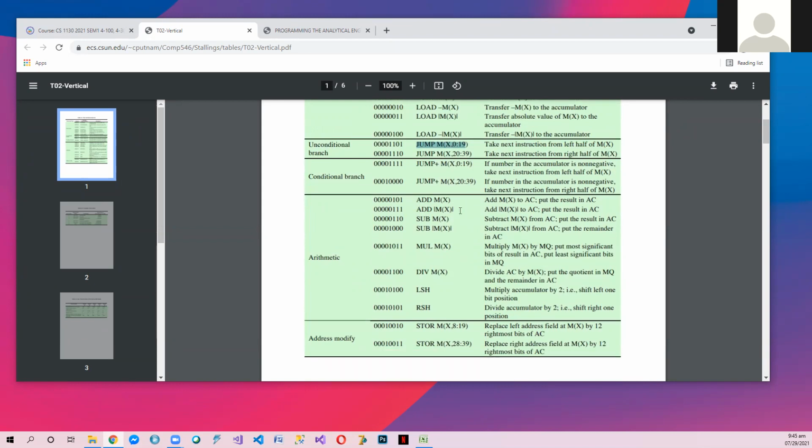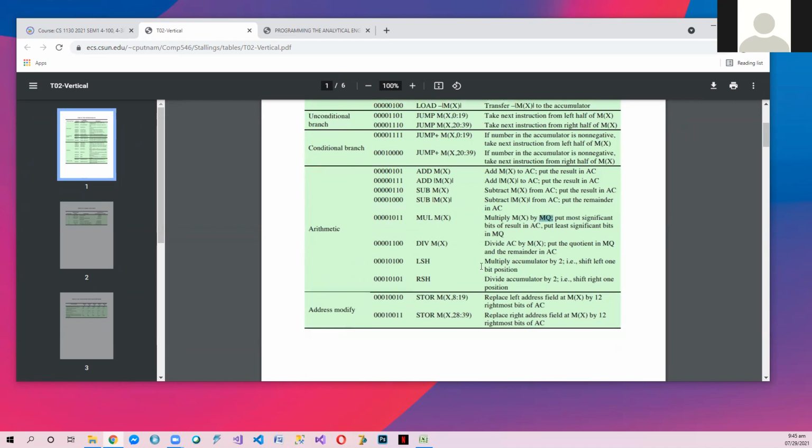No, we have add mx, add absolute, sub mx, sub absolute, and then we have multiply. Mul m of x. We have div m of x. The mul will multiply m of x by mq, whatever is in mq, and the result is in AC.